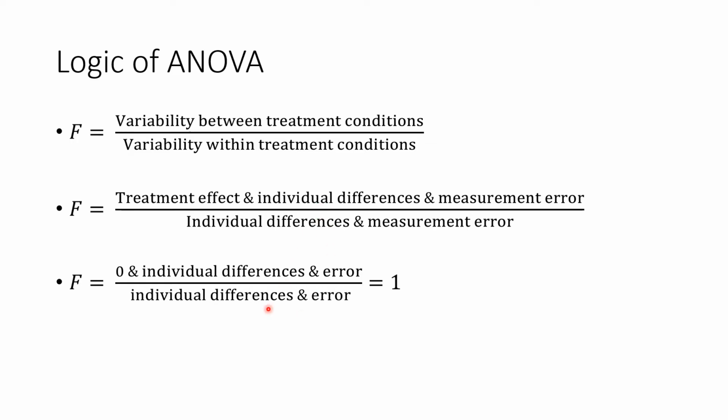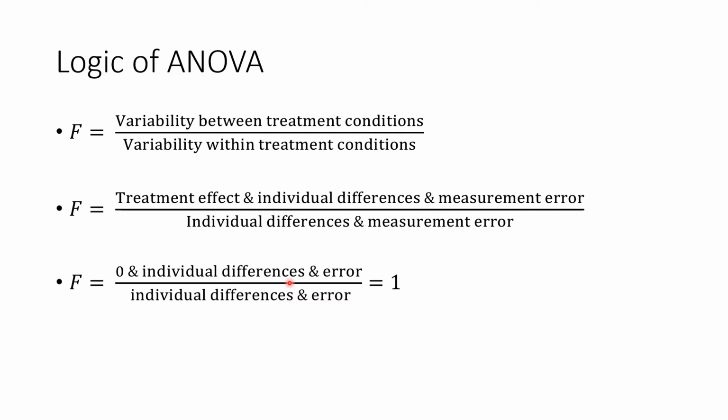If the null is true, the treatments are equally effective. So that means none of the numerator variability would be created by treatment effect. So that's essentially a 0. And then what you're left with is individual differences and error over individual differences and error. And that means whatever this number denominator is, you're dividing it into the numerator, and you're going to get 1, because they should be the same number.